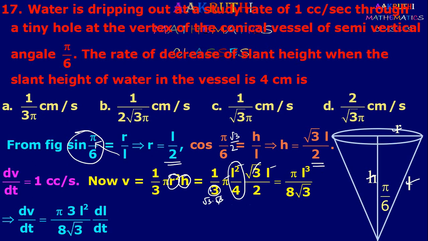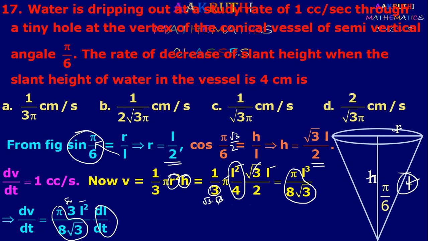So when we differentiate with respect to t, we get dV by dt equal to, so here pi divided by 8 root 3 is a constant, and L cube differentiation is 3L square into dL by dt. So here L is also variable, therefore we have to differentiate L also. So we get pi divided by 8 root 3 into 3L square into dL by dt. Now the question is to find dL by dt.